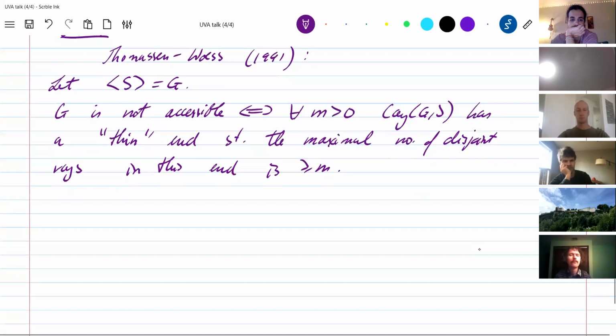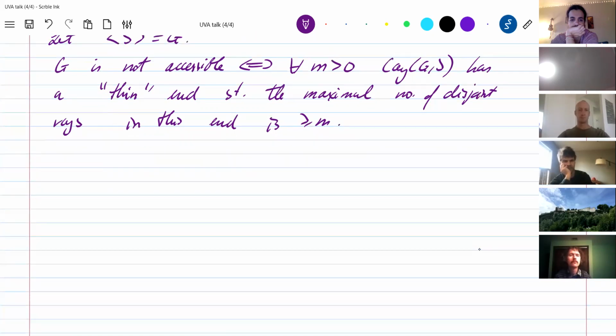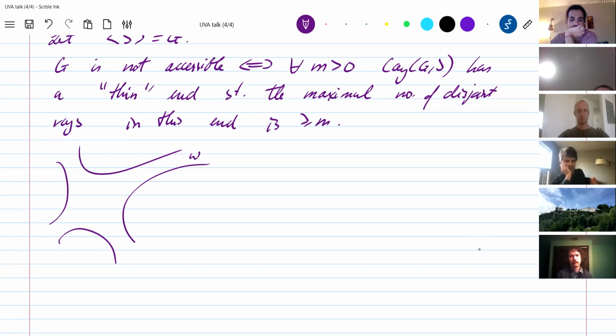Okay, so on the one hand it's a thin end, on the other hand it has a lot of disjoint rays inside it. So what do I mean by a thin end? Well, let's imagine again. Let's suppose that's our graph. So suppose we're looking at this end. Let's call it omega. So omega is thin if we can slice up this end into subsets.